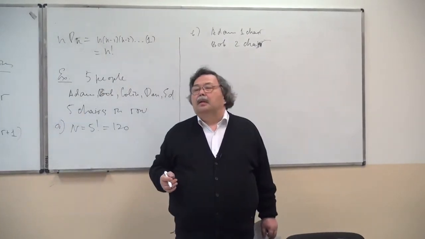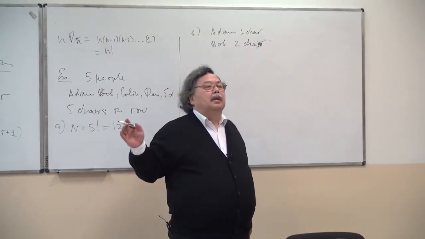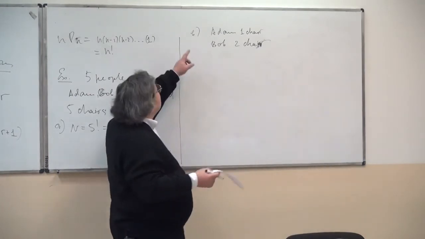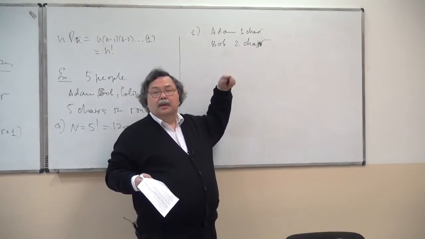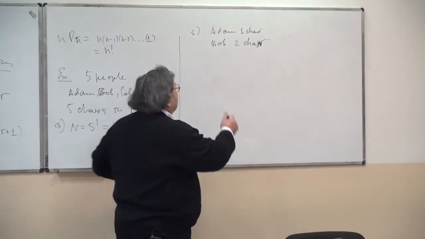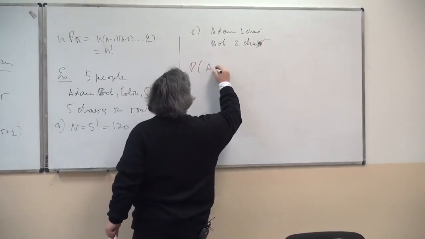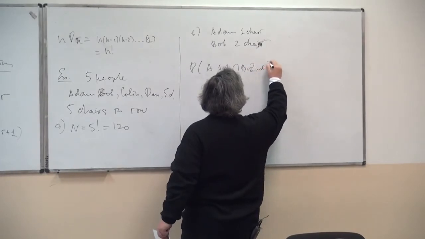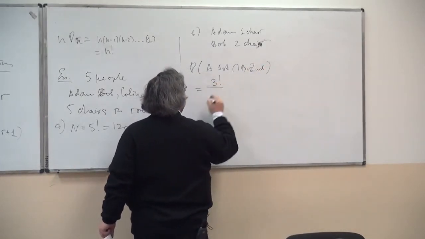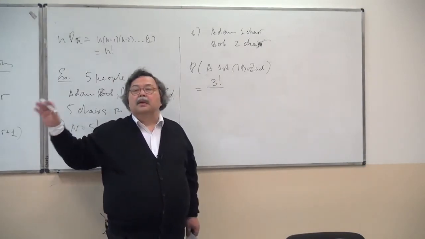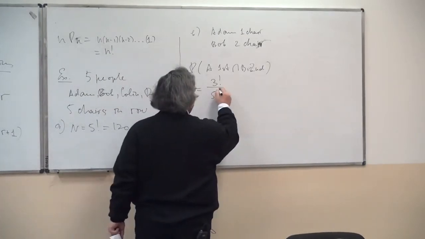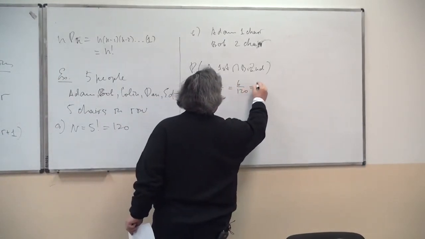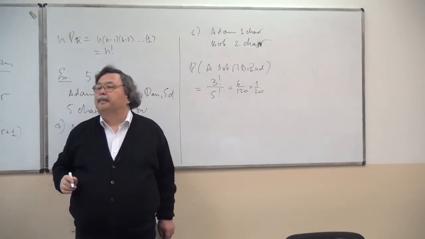Now let's ask this question. Suppose these 5 guys sit on 5 chairs in a random way. What's the probability that Adam finds himself on the first chair and Bob finds himself on the second chair? Now the answer is this: the probability of Adam first and Bob second is 3 factorial, which is the number of ways the remaining 3 guys can sit on the remaining 3 chairs, divided by 5 factorial, which is the total number of random arrangements. And this is 6 over 120, or 1 over 20. A simple example.